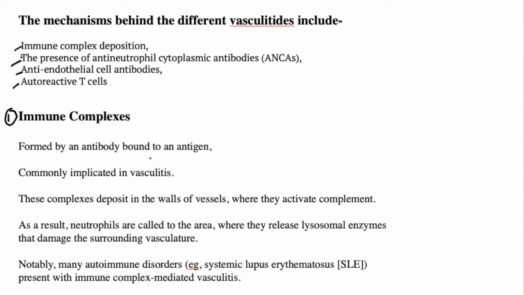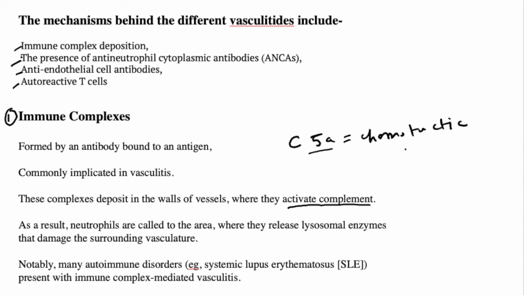It is formed by antibody bound to the antigen, and when the antigen-antibody complex is formed, it gets deposited in the wall of the blood vessels and activates the complement system. We have studied the complement system in our immunology. The complement system has 3 different pathways: classic pathway, alternative pathway, and lectin pathway. Ultimately, the final component of the complement which is released is C5a. If you remember, C5a is very important because it is the most potent chemotactic factor.